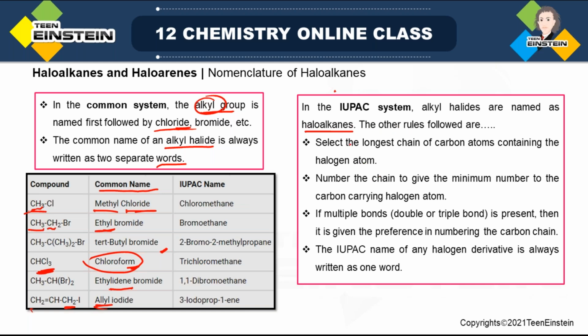So the first step: you have to select the longest chain of carbon atoms that contains the halogen atom. It is not enough to just choose the longest chain.